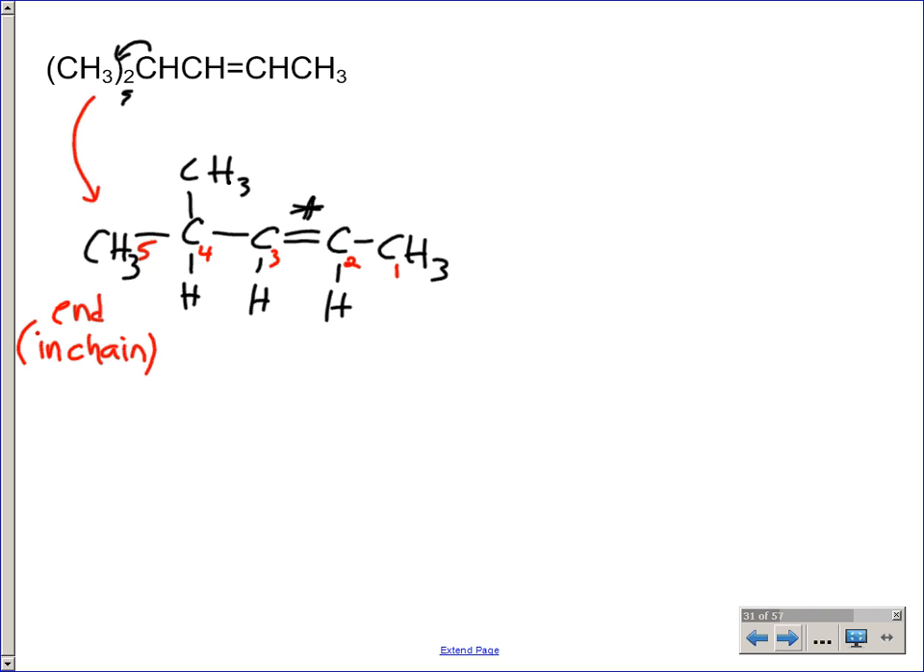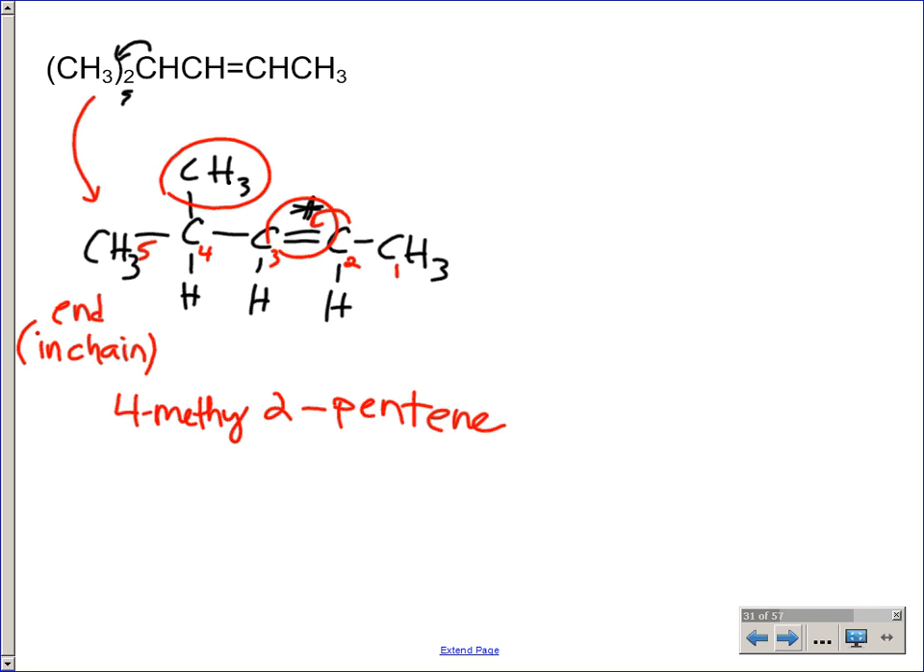So now let's name this. We've got a methyl group hanging here, and we've got a double bond after carbon number 2. So we know we have 1, 2, 3, 4, 5, so we have pent. We have pentene because we have a double bond here, so that's the alkenes. The double bond is after carbon number 2, so it's 2-pentene. And we've got this methyl group. Methyl is a substituent, so it's going to go in the front. The methyl is off of carbon number 4, so we have 4-methyl. And each of those, of course, are separated by a hyphen.